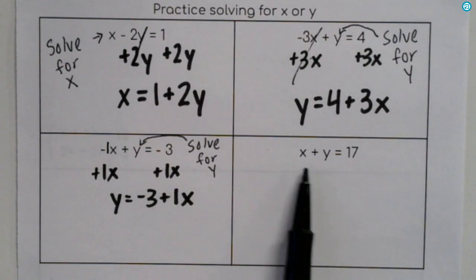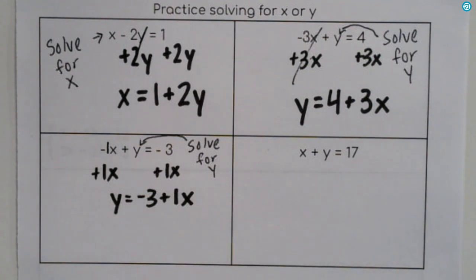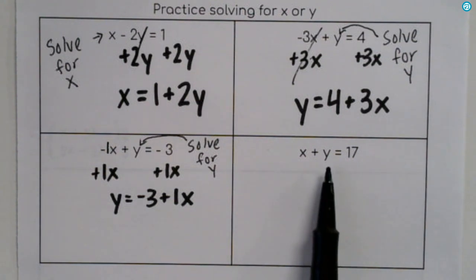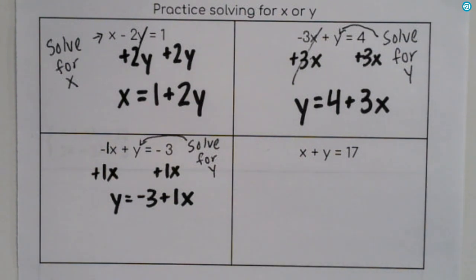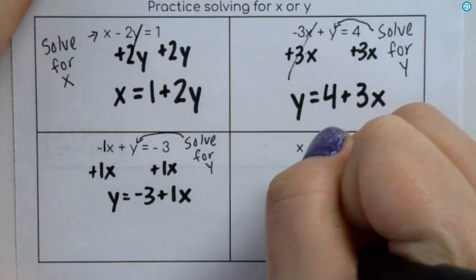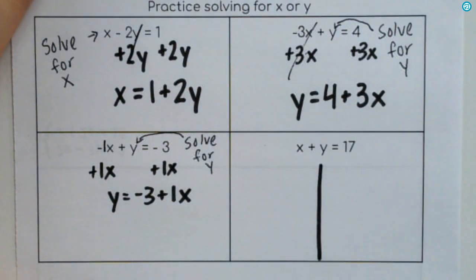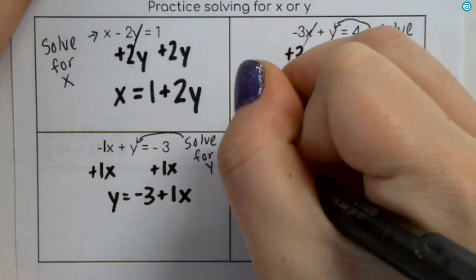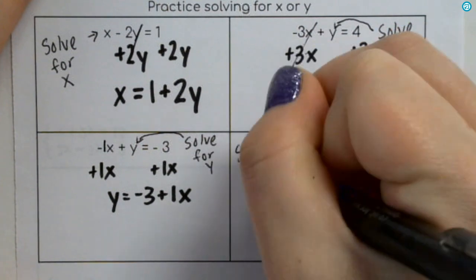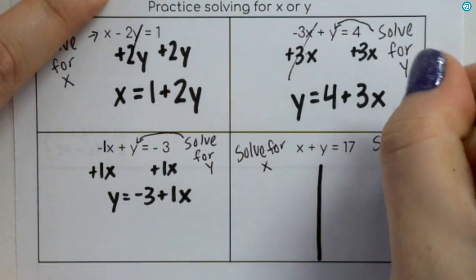What's closest to being by itself in this one? X or y? Y. Okay, y doesn't have anything with it. Does x have anything with it? No. So these ones are equally close. So we're actually going to do this one both ways. You would only have to do it one way or the other. So you can choose if we wanted to solve for x or if we wanted to solve for y.